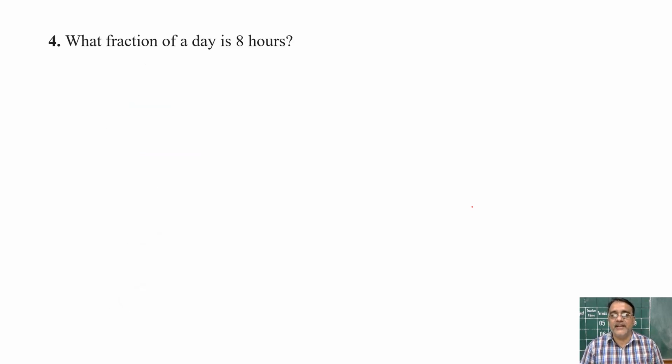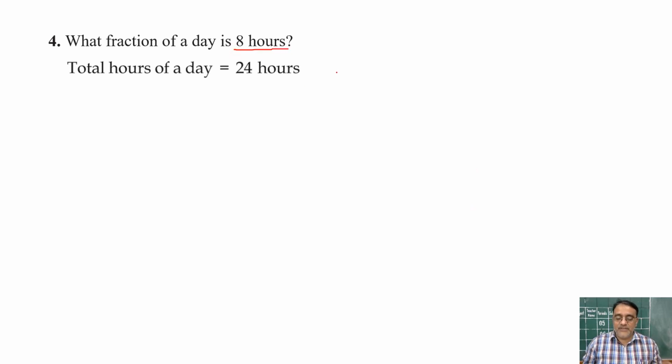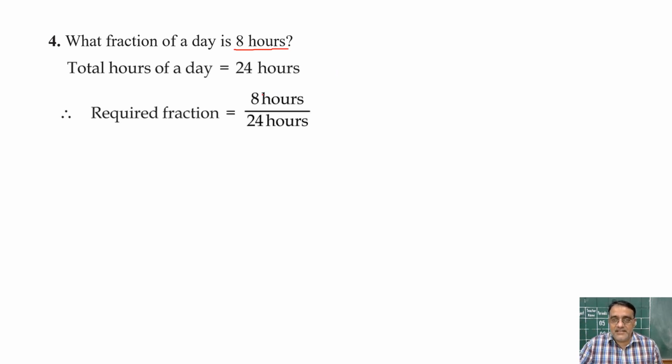What fraction of a day is 8 hours? What is the total number of hours in one day? 24. So total hours of a day is 24 and we are taking only 8 hours. So the fraction is 8 by 24. We can cancel it by 8. 8 ones are 8. 8 threes are 24. So divide both by 8, then 1/3 will come. So this is the final answer.